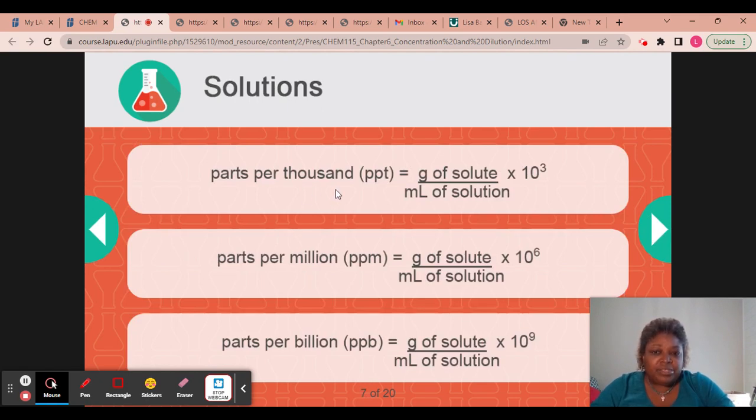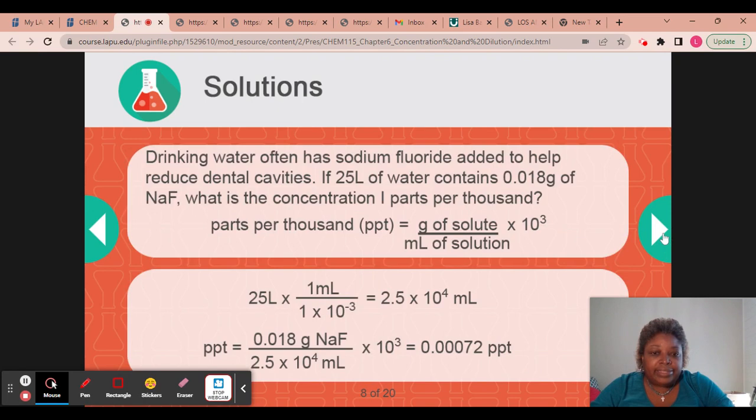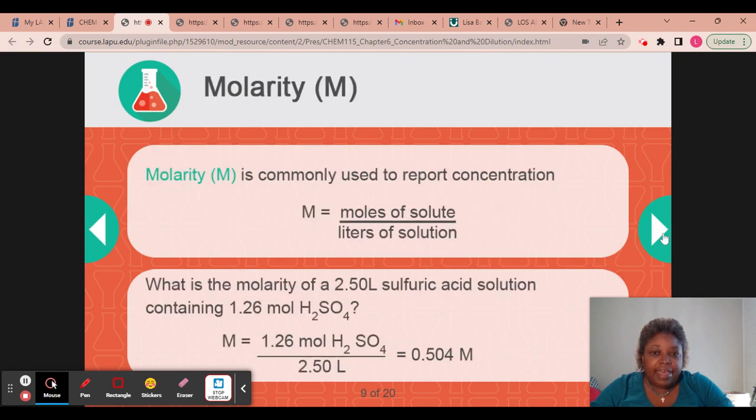And then there's parts per thousand, parts per million, parts per billion. The difference here is what we're multiplying by. Since we're not talking about percentages, we're going to multiply this by 1,000, this by 1,000,000, and this by 1,000,000,000. All right, and these are just some examples of that.